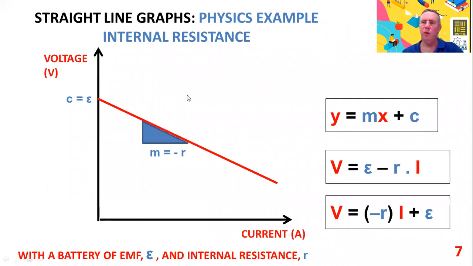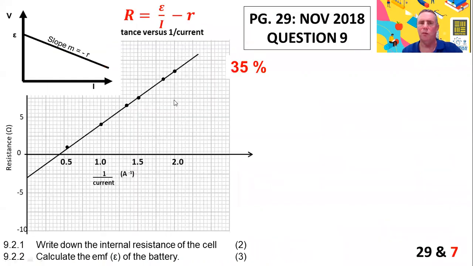Now, I mentioned to you earlier on that 2 questions which were answered very badly in the November 2018 and November 2019 exams both involved graphs. So let's have a look at them. We'll just look at them quickly today, but don't worry, we'll come back to them in much more detail. So remember this graph and how it looks for internal resistance.